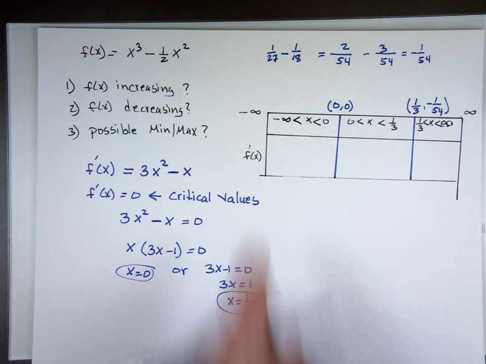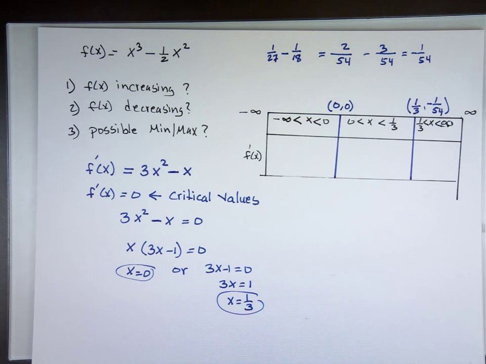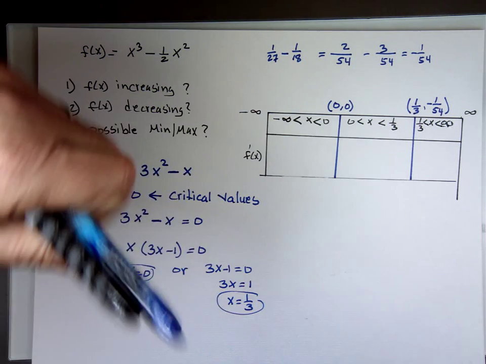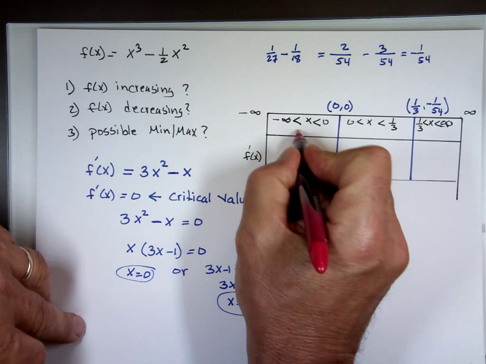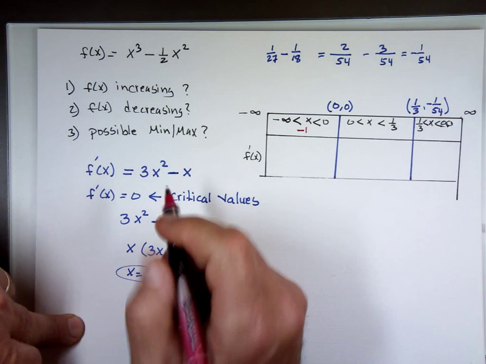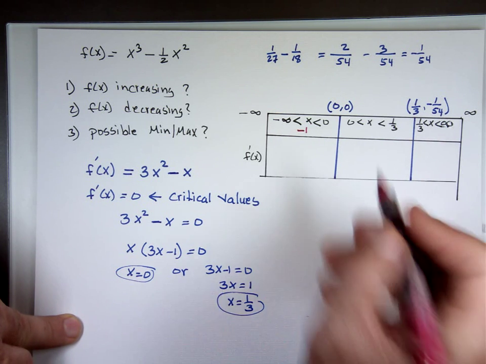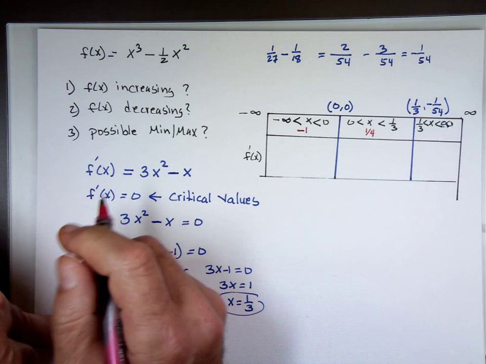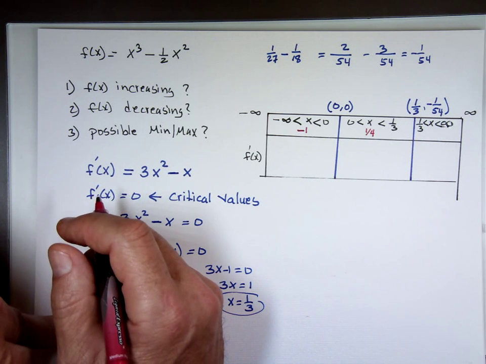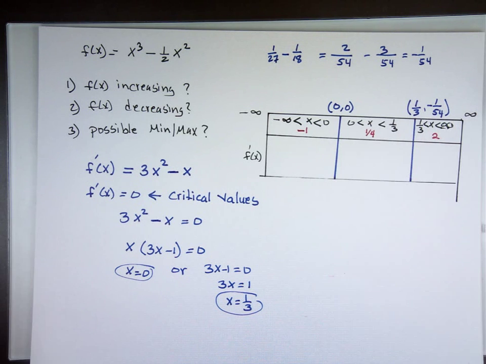So how would I know if the function here is increasing or decreasing? We take a test point. Any point in that interval. Pick any number that you want, and you plug it into the derivative. So what do you want to use between negative infinity and 0? And be reasonable there. Negative 1. Okay. Any number between 0 and 1/3, bigger than 0, less than 1/3. I could use 1/4, right? Between 1/3 and infinity, how about a 2?